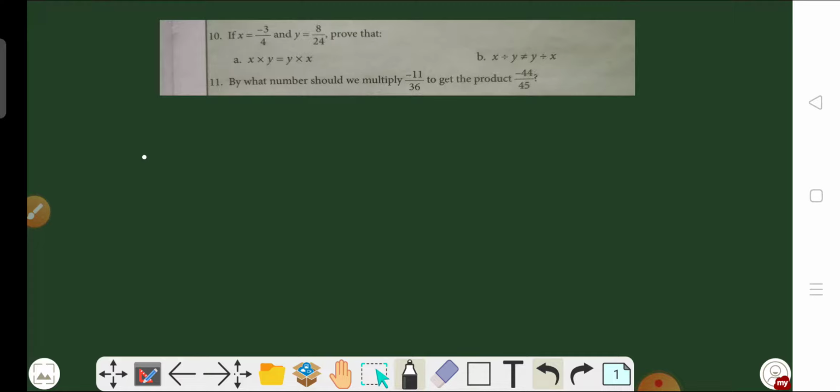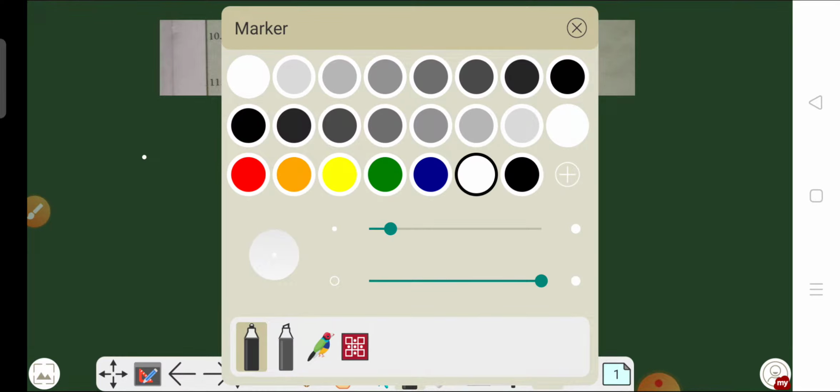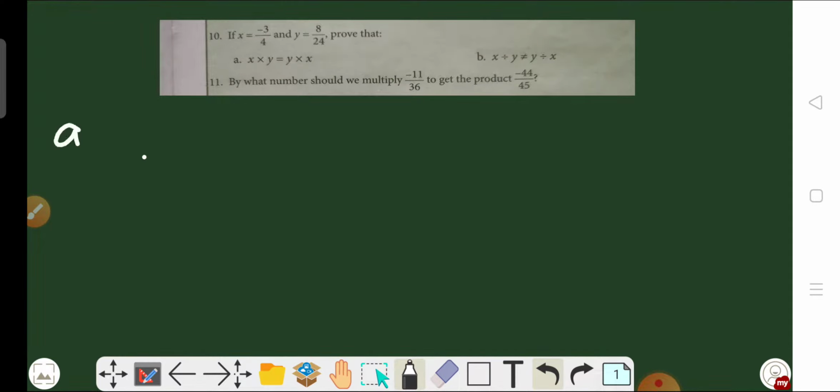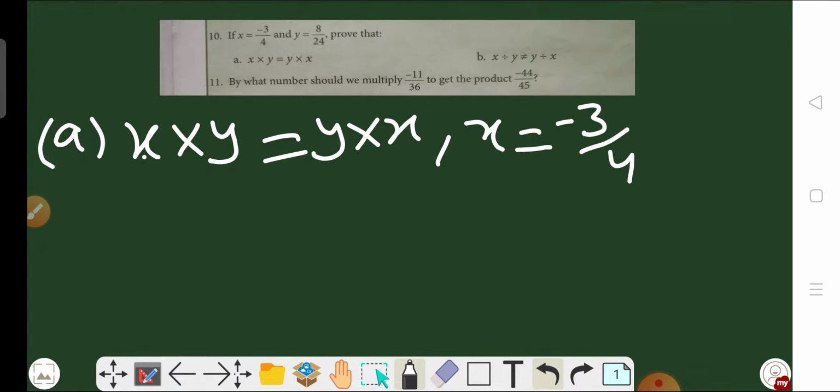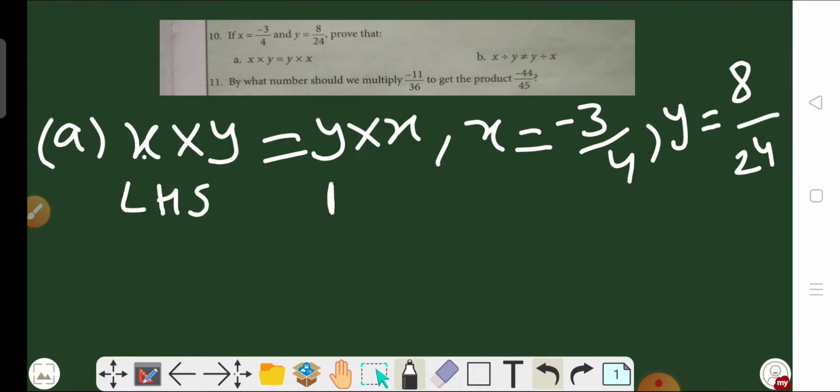So the A part of your 10th question is x into y is equal to y into x, where x is equal to minus 3 by 4 and y is equal to 8 by 24. So this is our left hand side and this is our right hand side. Firstly we solve the left hand side and then the right hand side. Now we will take our left hand side.